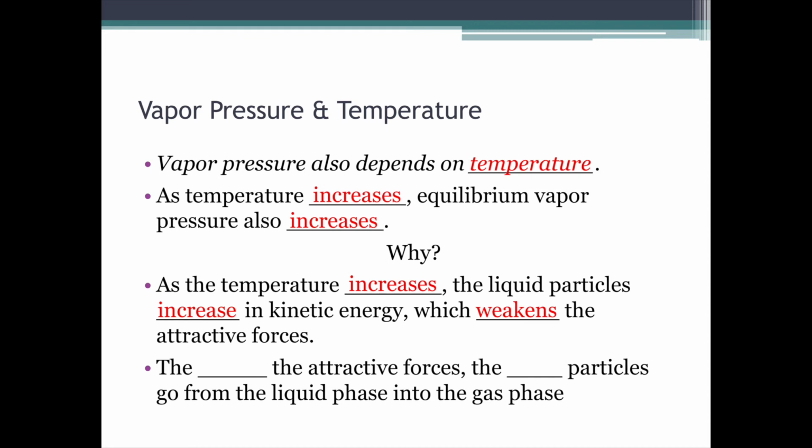If I am moving faster, I'm less likely to interact with my neighbors than if I'm moving kind of sluggishly and slowly. It's much easier to have a conversation with someone if you're walking by each other than if you're running in opposite directions by each other. So, higher kinetic energy, meaning higher temperature, means weaker attractive forces. The weaker the attractive forces, the more particles go from liquid phase into the gas phase. Remember, more gas particles means more collisions, means higher pressure.